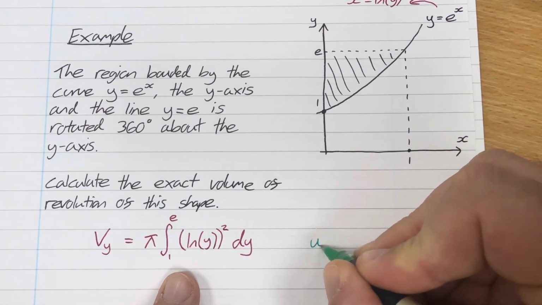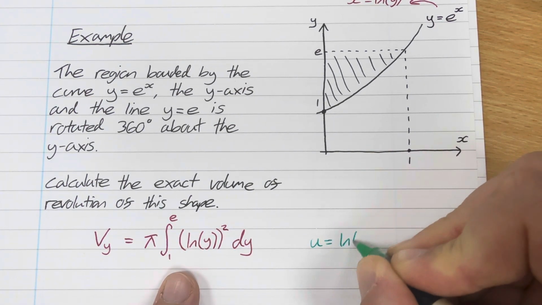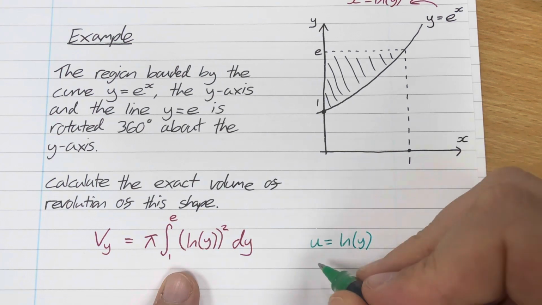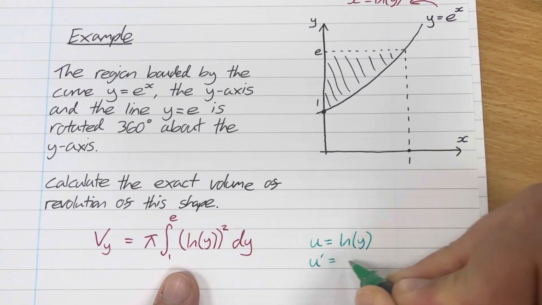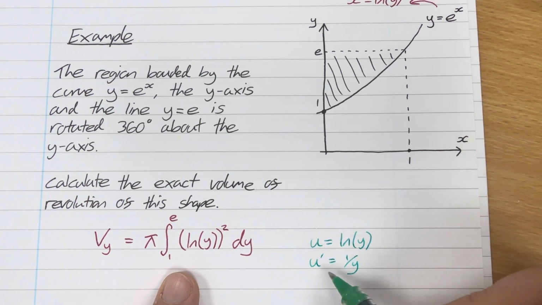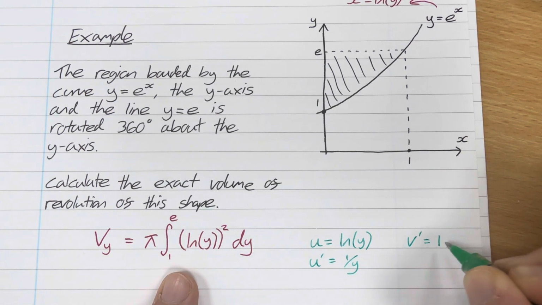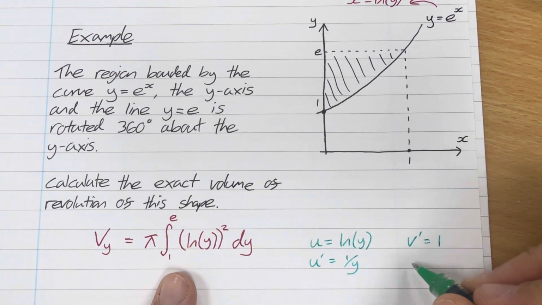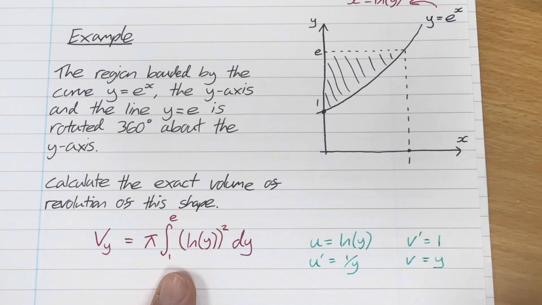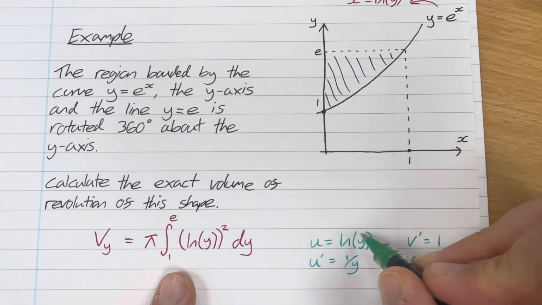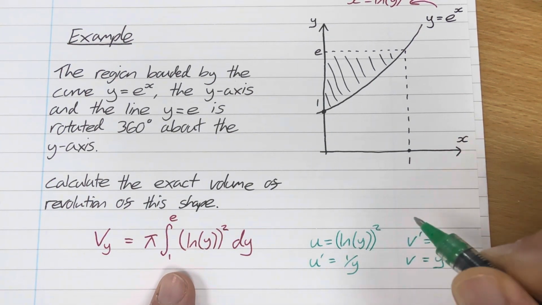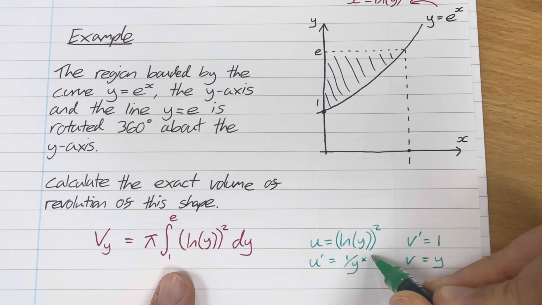So we're going to set u to equal ln y, because we can differentiate it, and that's going to be 1 over y. In this case, the prime is going to be a differential with respect to y. V prime then is the number 1, or you could say it's pi, but we'll leave it as 1. And v then is y itself. Oh, sorry, that is log y squared. So u prime is going to be 1 over y times 2 log y.